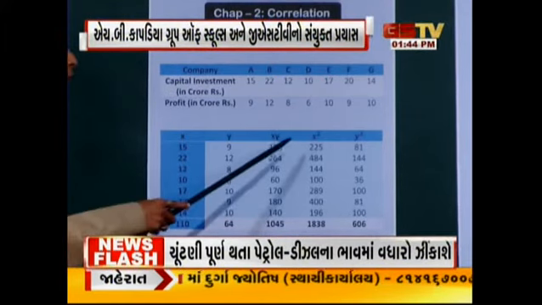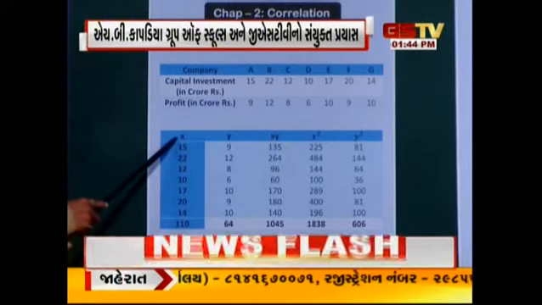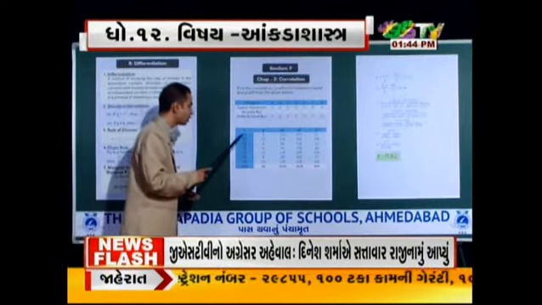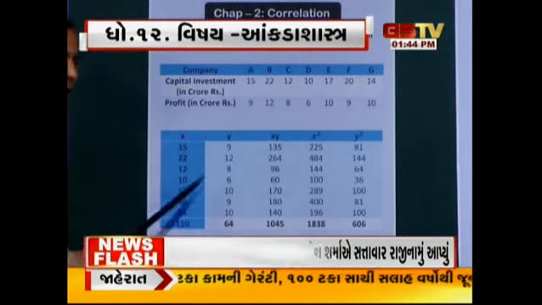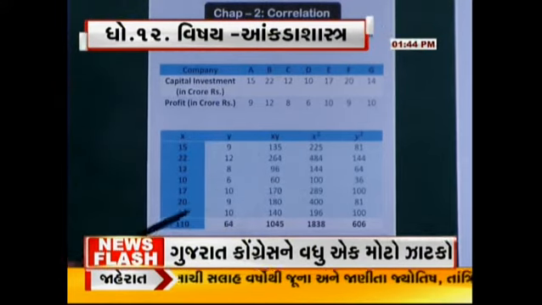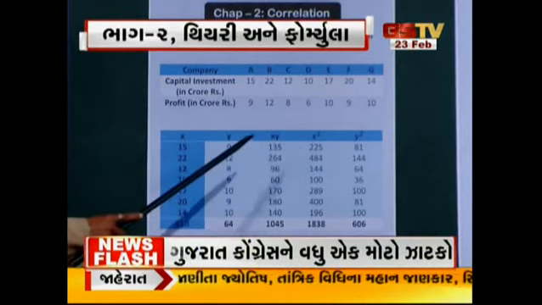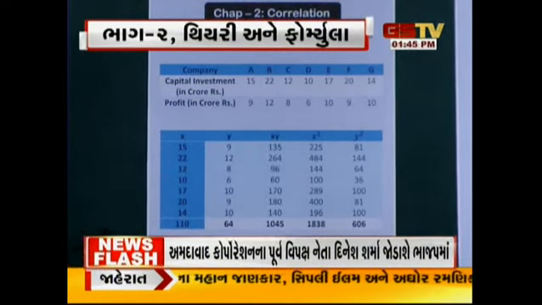Then after that you have to prepare a column X square. Here you have to make the square of each X variable. As per the example, you can see here 15, square of 15, 225. Square of 22, 484. Square of 12, 144. In a similar manner, you have to find the square of all other X variables.